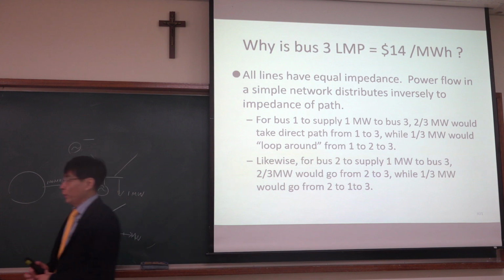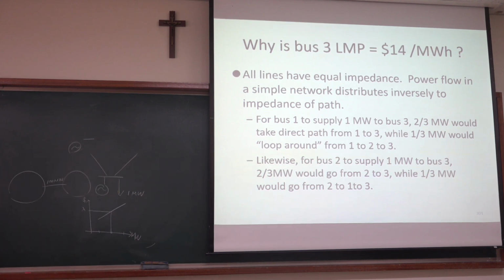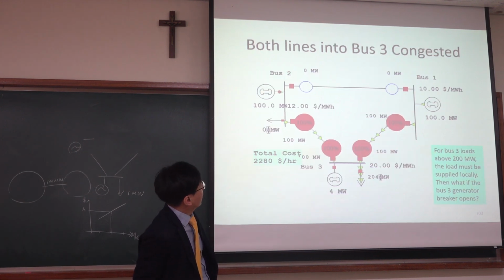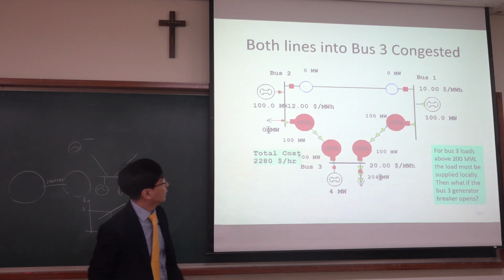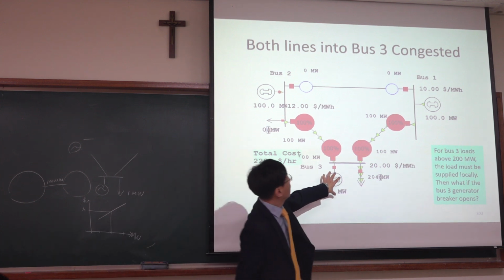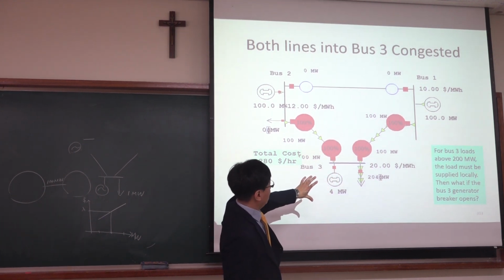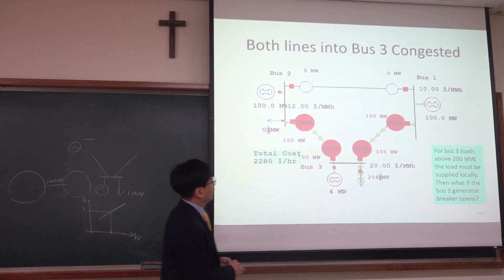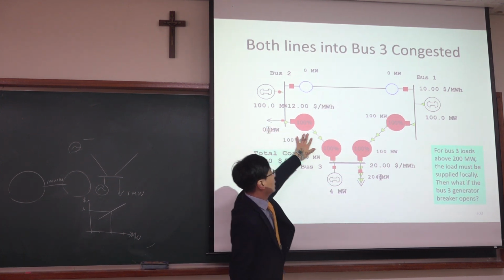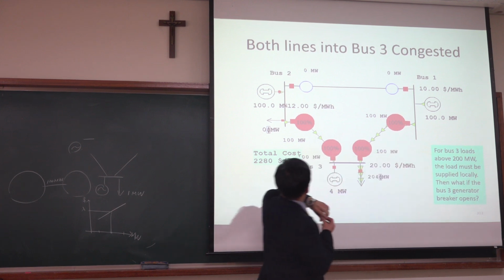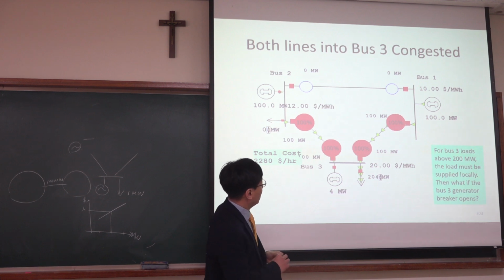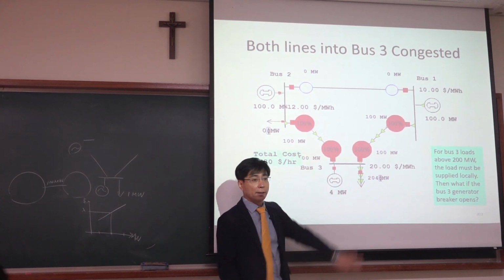So why is bus 3 LMP $14 per megawatt hour? I already explained it to you. So, detailed explanation. And then next is that the load at bus 3 increases further, to 204 megawatt. And to supply that, this line is congested, this line is congested. And in this case, what is the LMP of bus 3?